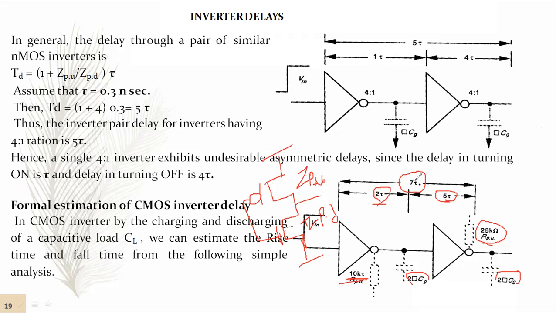If you consider tau equal to 0.3 nanoseconds, 0.3 into 7, that is 2.1 nanoseconds delay for the CMOS inverter. This is about the estimation of a CMOS inverter.